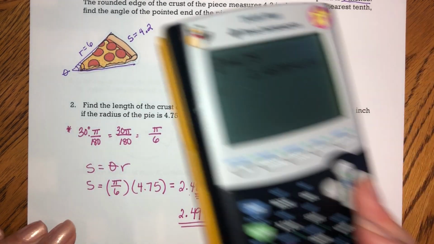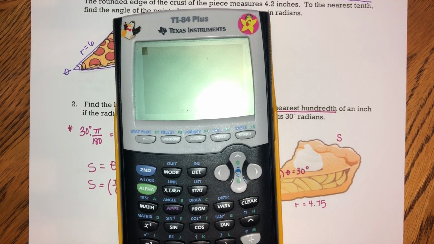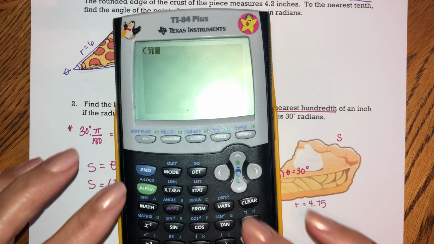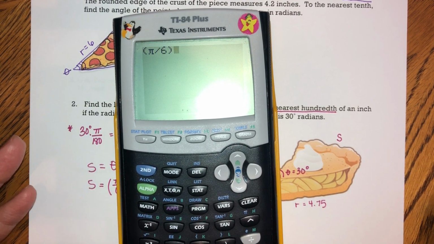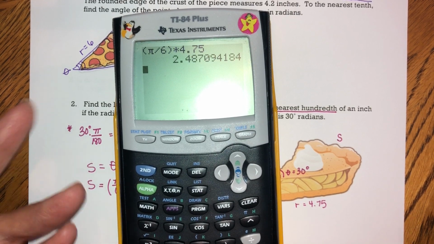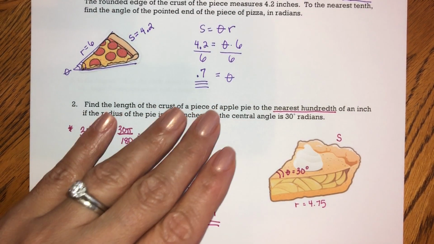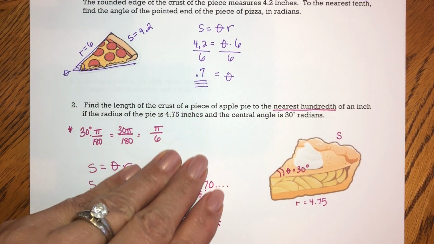Now, just in case you don't really like using that fraction option, the other thing you could do is, in parentheses, just do pi divided by 6. Do it like that. It's the same thing. And multiply that by 4.75, and you get exactly the same answer. Okay? All right. So those are the first two problems, and that's really the gist of what we're doing here.